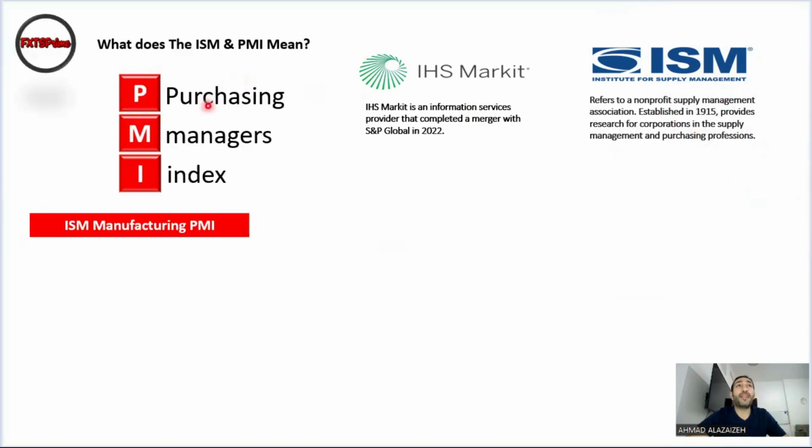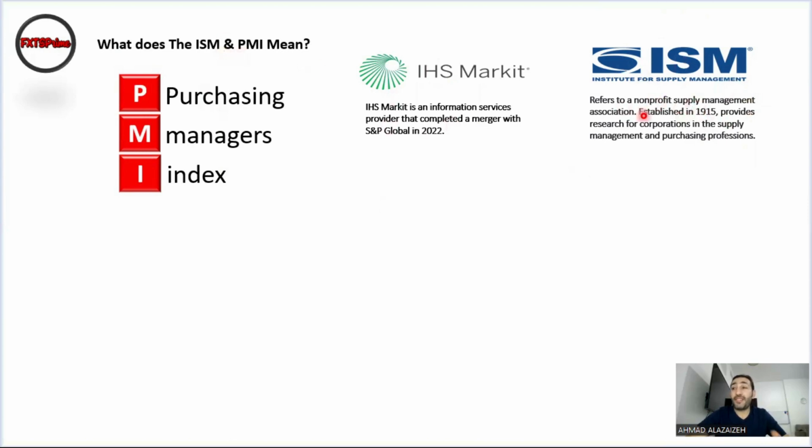So now we understand ISM, and PMI is the Purchasing Managers Index. So the index, the indicator, is the PMI. However, this indicator is being monitored and the information is being taken from two institutes. One is for other countries such as the UK, and the other is for America, the US. So now you understood what ISM means. ISM is located in the US.